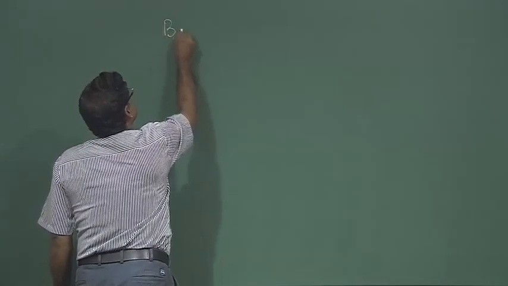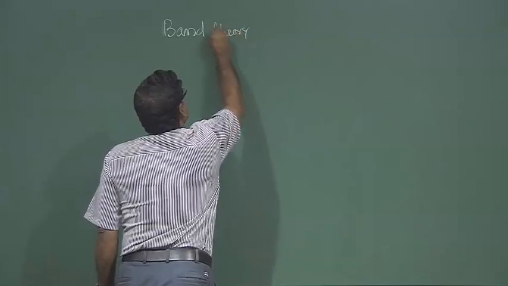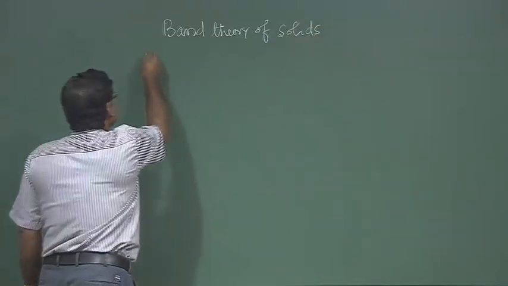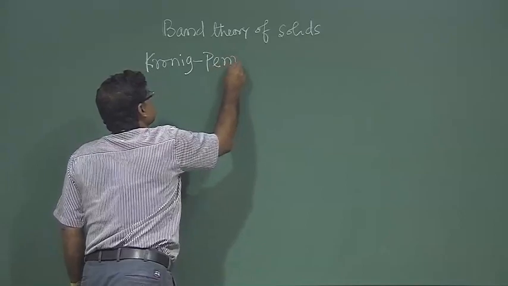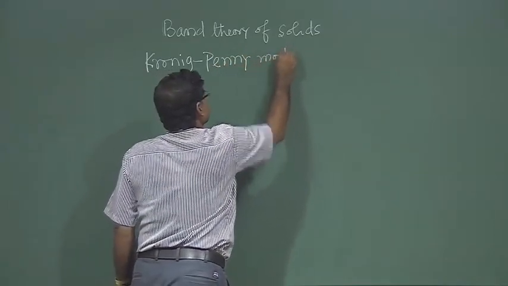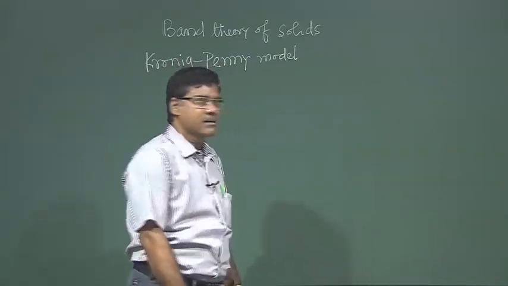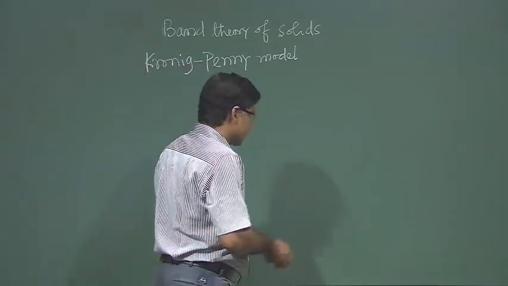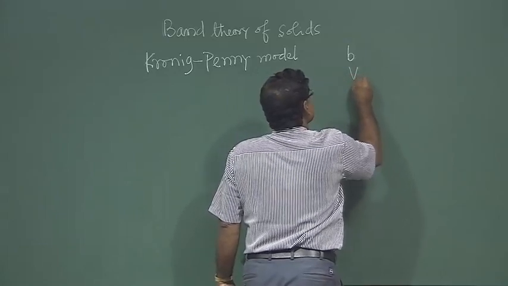So, we will continue our study on band theory of solids. From the Kronig-Penney model of a periodic lattice, a periodic potential in a crystal, assuming a square potential with barrier width b and potential V0.